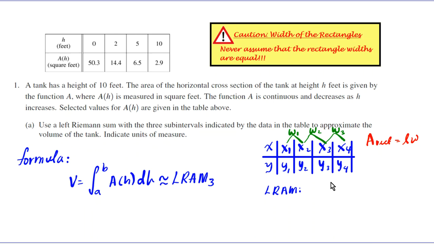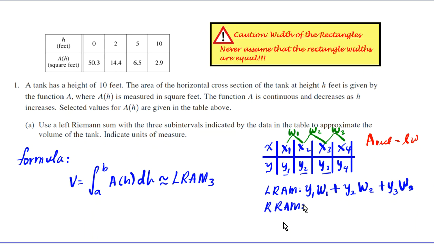So for left rectangular approximation, we're going to cross out the right endpoint. So you cross this out and you use everything to the left of that. Alright, so if we do that, for LRAM we're looking at y1, y2, y3; y4 is gone. Okay, so it's going to be y1 times w1 is the area of the first left rectangle, plus y2 times w2 is the area of the second one, plus y3 times w3 is the area of the third one. How about the right rectangular approximation?